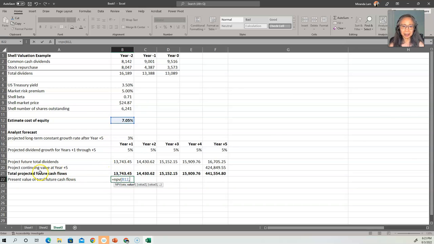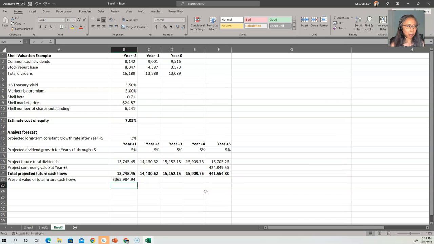And the value is the total value. This is very important. You cannot add this at the end. You cannot put this as year six because this is year five. So you have to add these two first before you can use the NPV function. So setting up your model correctly is very important.